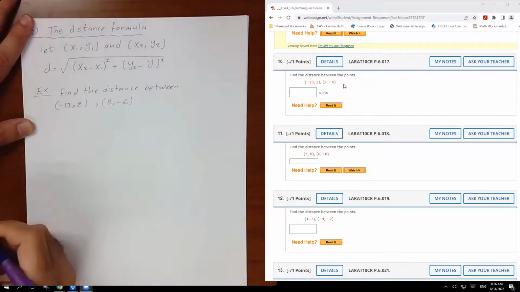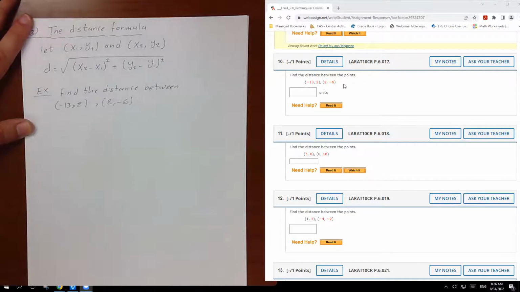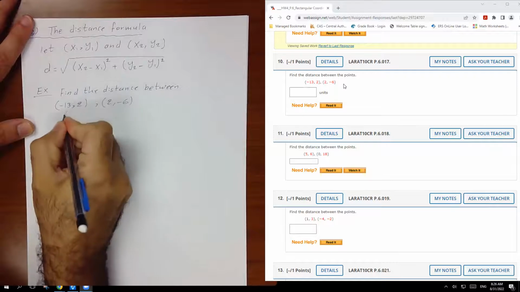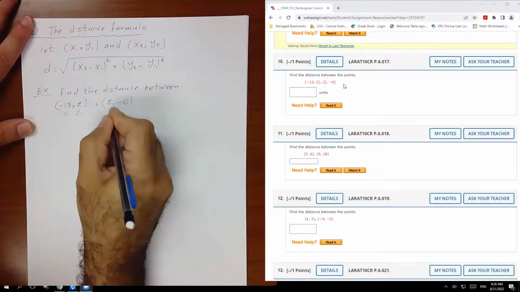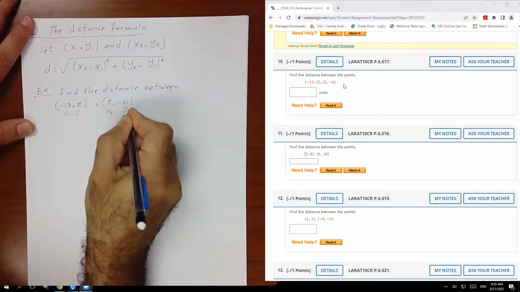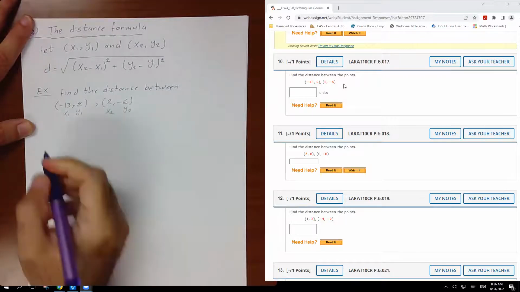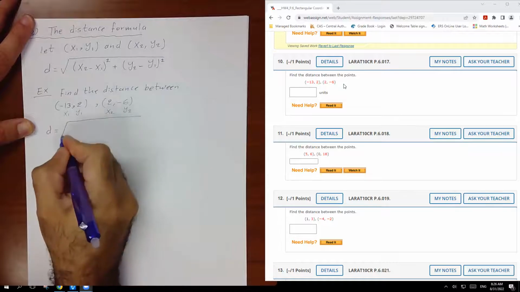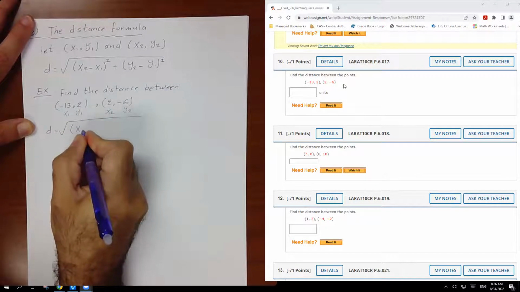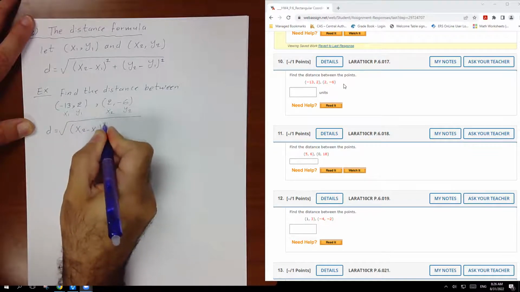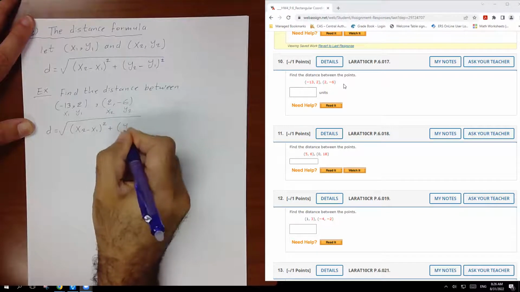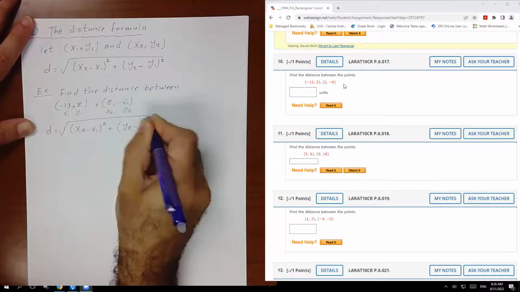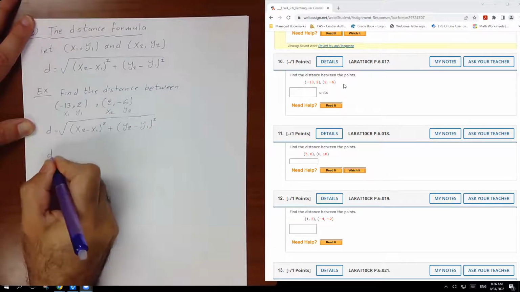So I'm going to use the formula. Before I start, I'm going to say this is x1, this is y1, this is x2, this is y2. Then I'm going to write down the formula. The distance is going to be the square root of x2 minus x1 squared plus y2 minus y1 squared. Then I'm going to plug in the numbers.